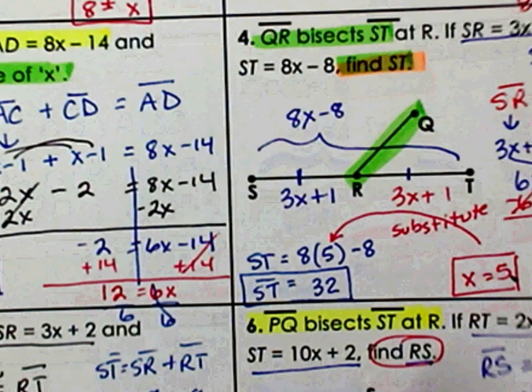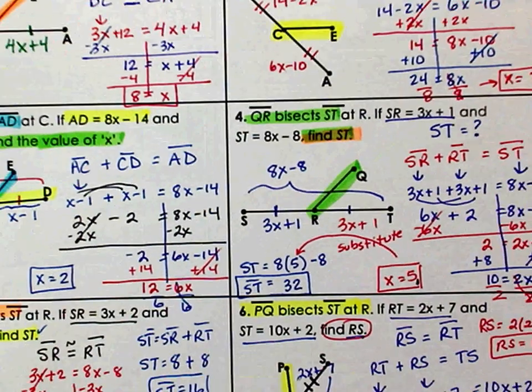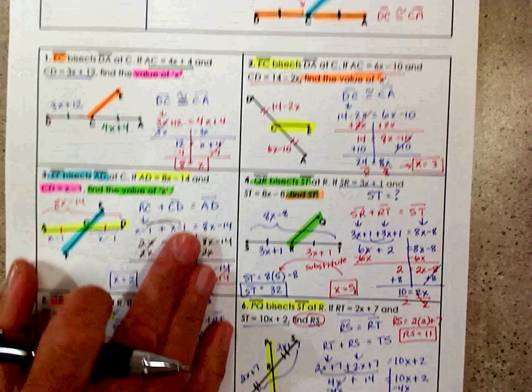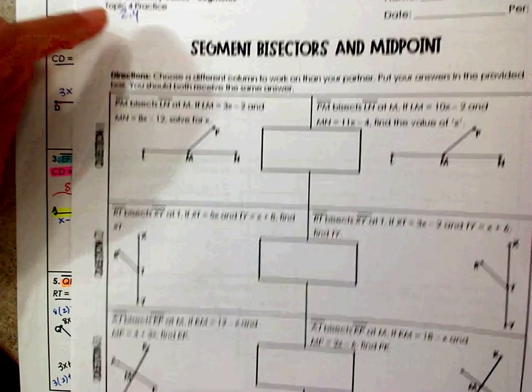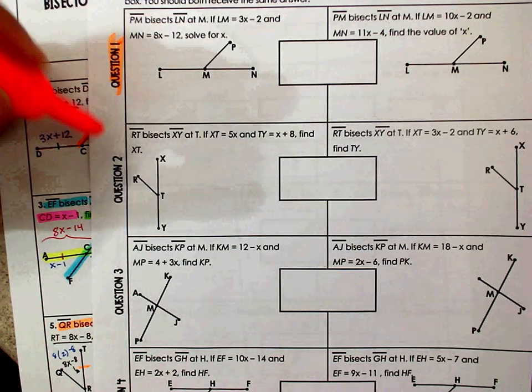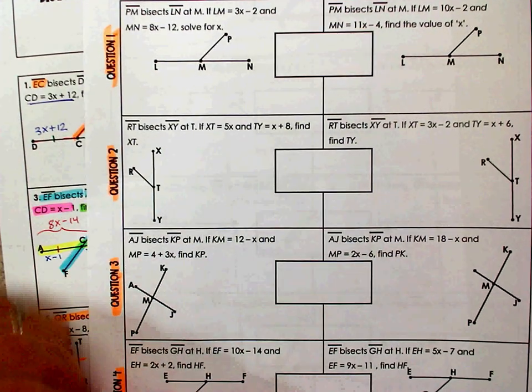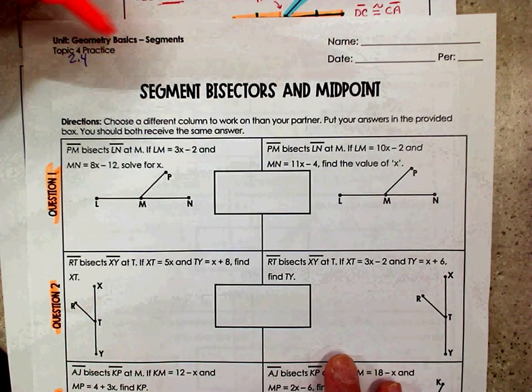Okay. Just do this one tomorrow. All right? So there you have it. Your assignment is 2.4 practice. I want you to do question 1, question 2, question 3, and question 4. That's all I want you to do, okay? 2.4 practice.